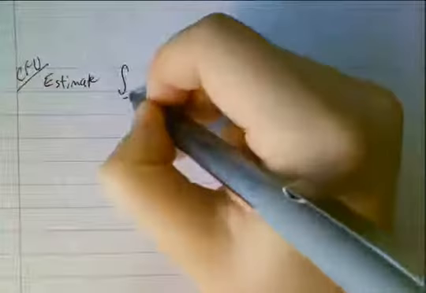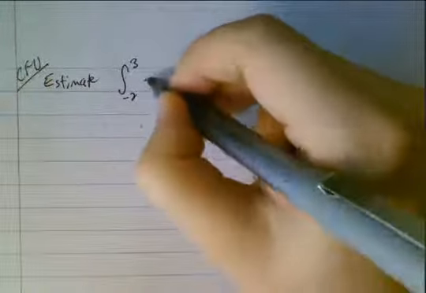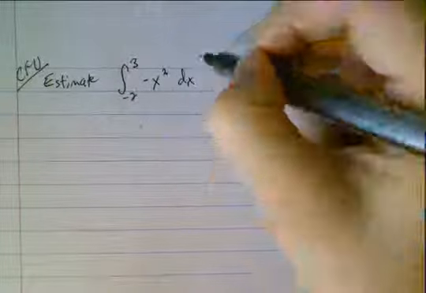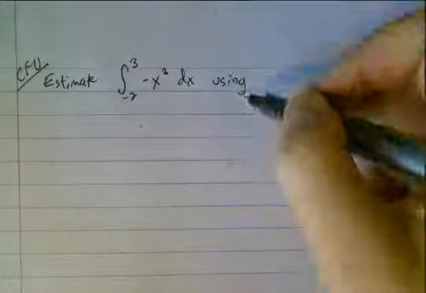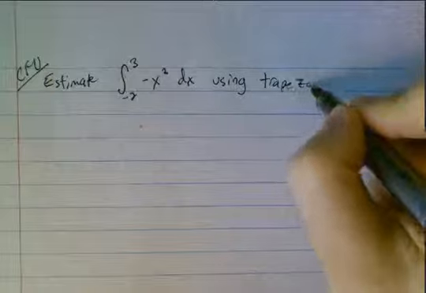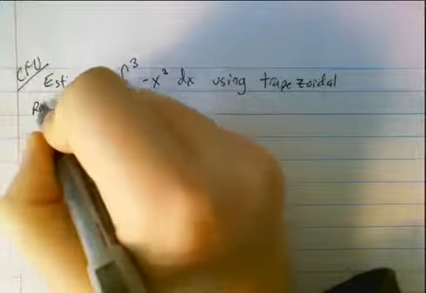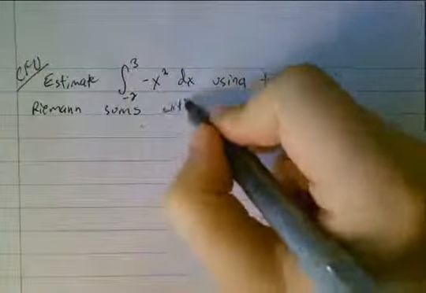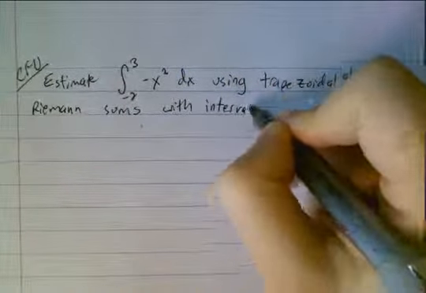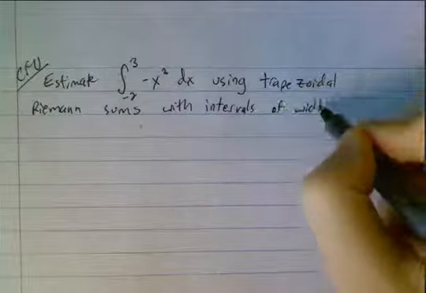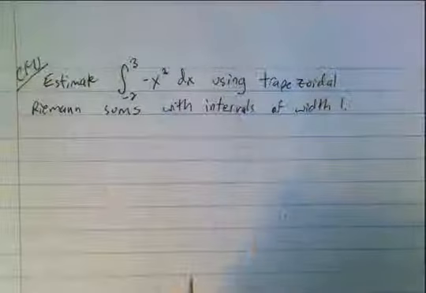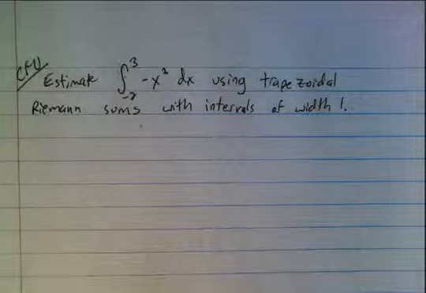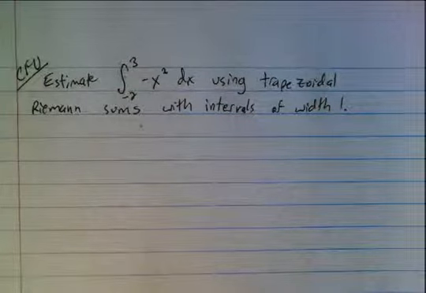So, check for understanding. Estimate the integral from -2 to 3 of -x squared dx using trapezoidal Riemann sums with intervals of width 1. Okay, try that on your own and restart the video when you're ready. Pause the video now.